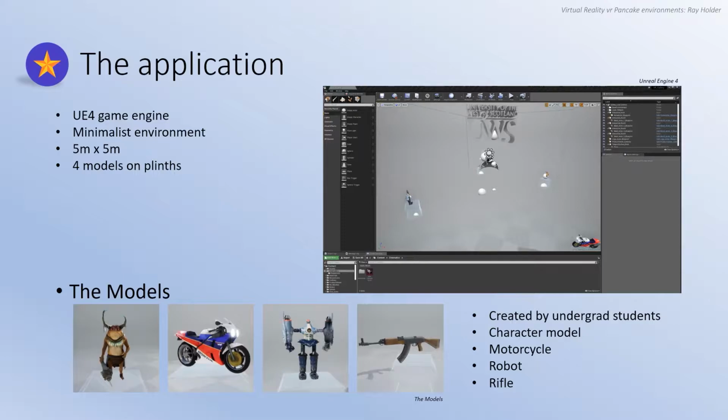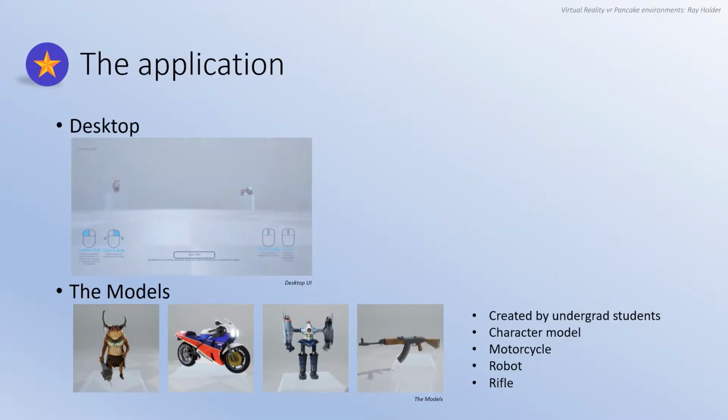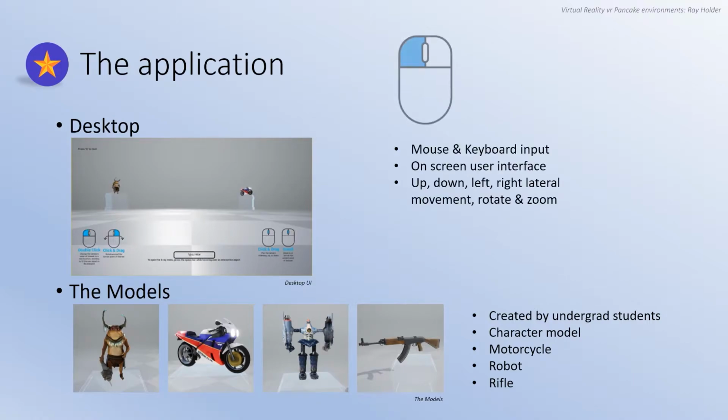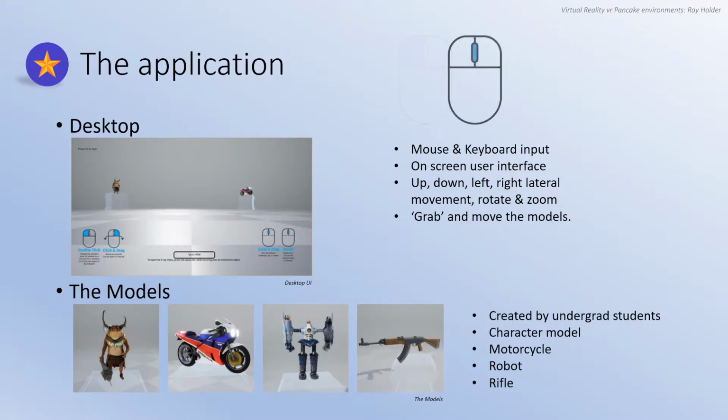In the desktop interface, the user interacts with the environment and models by using a keyboard and a mouse. A HUD-style user interface is presented on screen at all times, with a guide on how to move around and select and interact. The desktop user can move a model in any linear axis: up, down, left, right, back and forth, and rotate it by depressing the right mouse button with the cursor over the model and moving the mouse in the corresponding direction.